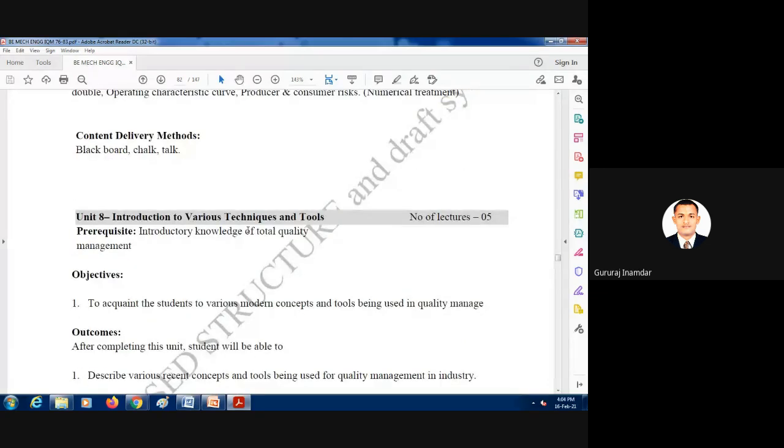Introduction to various techniques and tools. Techniques and tools are nothing but different software available in industry. Now in industry, nobody sits with a pencil. There are a number of software packages available. Within a fraction of a second we can draw any design, and do analysis of it also. A lot of software is available, so we have to study management software also.